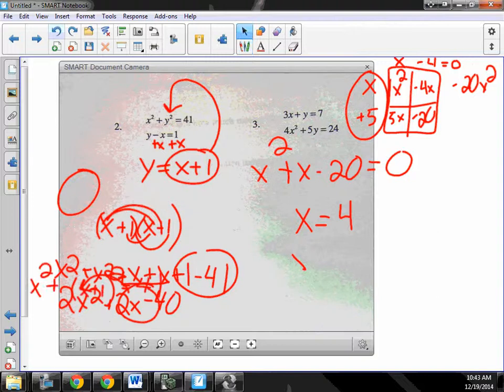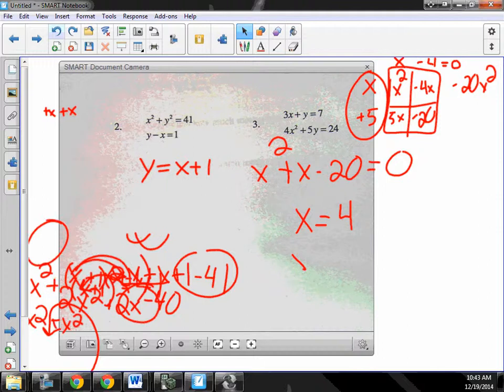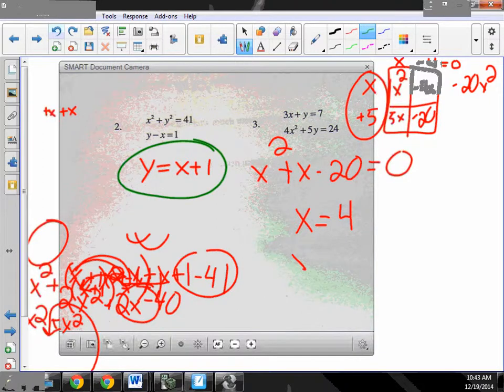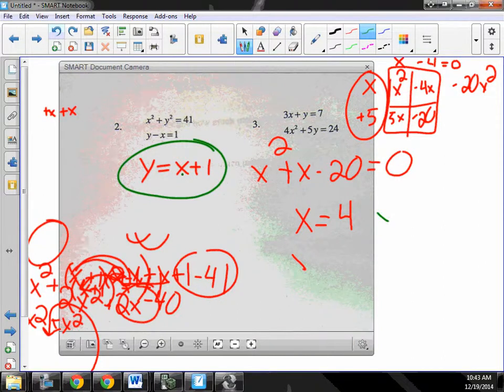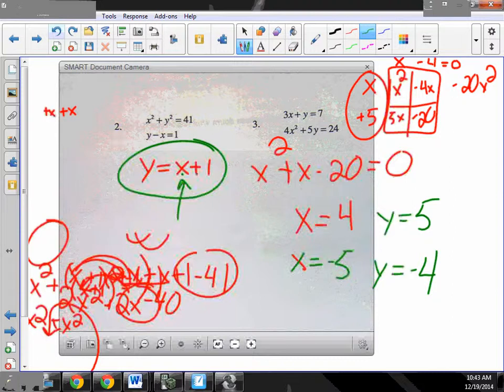I want to pick the equation that makes finding y as easy as possible. Which of those three equations is the easiest to find y? The one that says y equals. This is the easy equation. So if I put 4 in there, that would be 5. If I put negative 5 in there, negative 5 plus 1 would be negative 4. And I'm done. Okay.